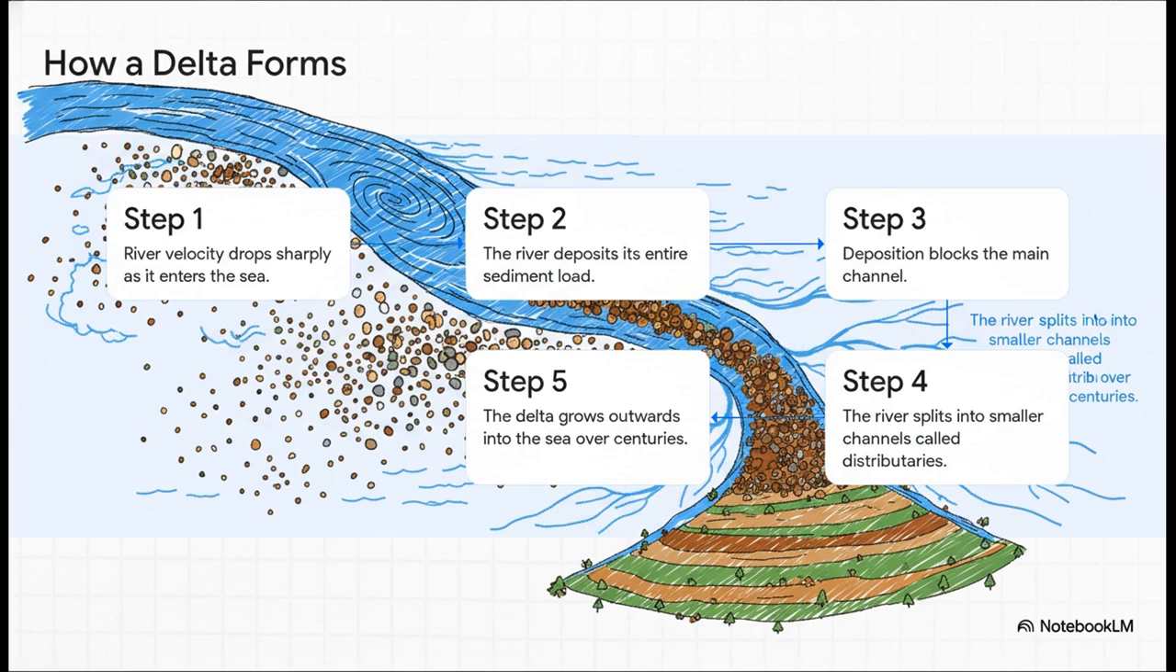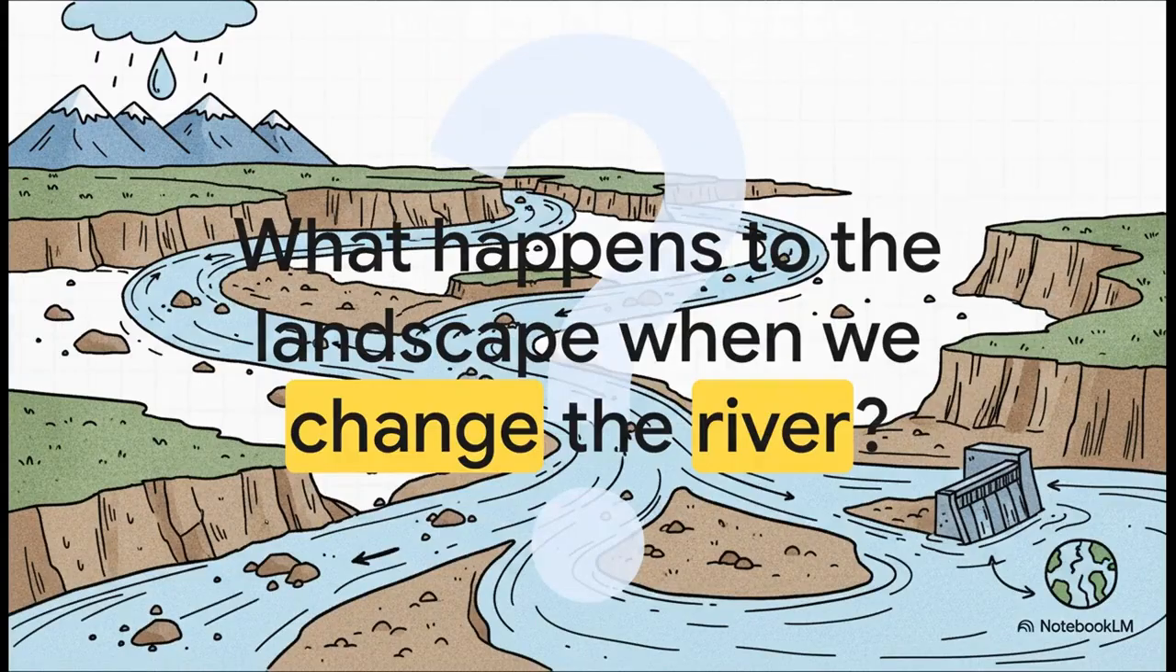As the river flows into the still water of a lake or the ocean, its speed just plummets, it slams on the brakes, and it's forced to drop its entire sediment load. This deposition clogs up the main channel, forcing the river to split into a whole network of smaller channels called distributaries. And over centuries, this process builds the delta outwards, further and further into the sea, creating these vast, flat, and incredibly vital ecosystems. So there you have it.